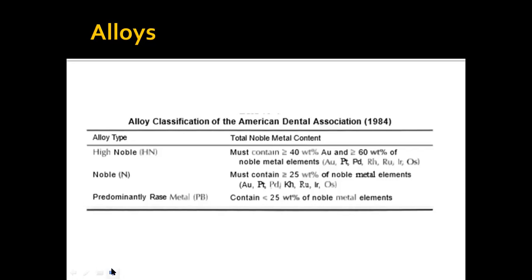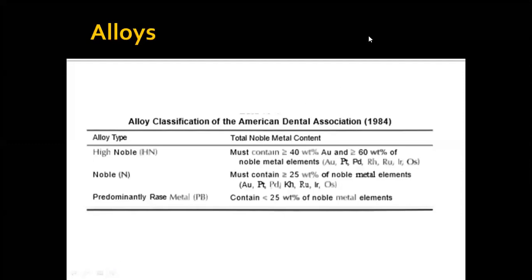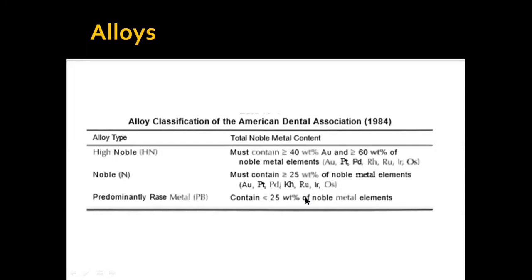There are a total of 8: gold, platinum, palladium, ruthenium, rhodium, iridium, osmium, and silver. Silver is considered one of the noble metals. These are your 8 noble elements, out of which high noble has to contain more than 40% weight of gold and 60% weight of noble elements only. Now, noble must contain 25% weight of noble metal elements. Predominantly base metal alloys contain less than 25% weight of noble metal elements. So that's why they're called predominantly base metal alloys.